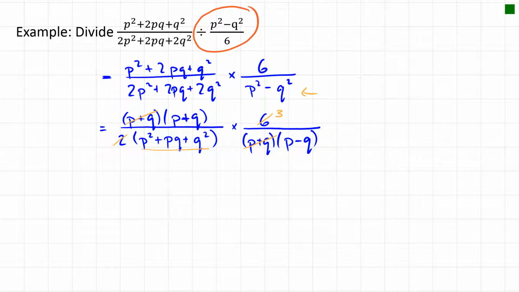And that's all that cancels. Because this polynomial in the bottom of the first rational expression can't be factored any further, then we're done. So now we just go ahead and multiply.